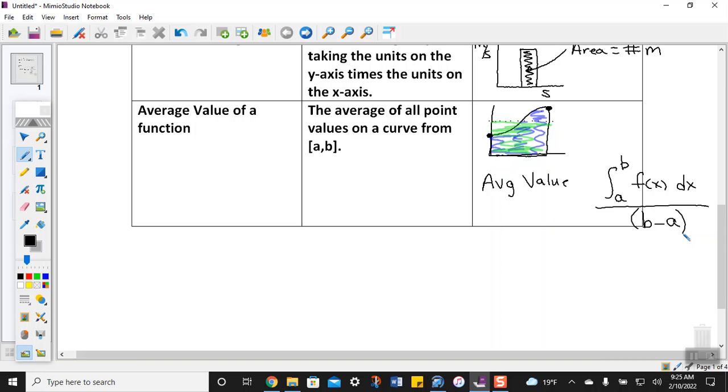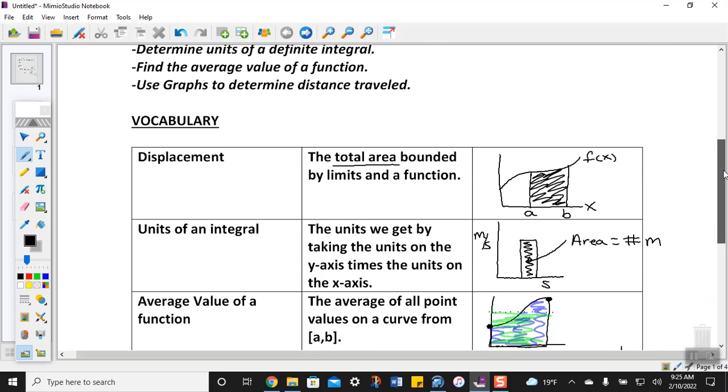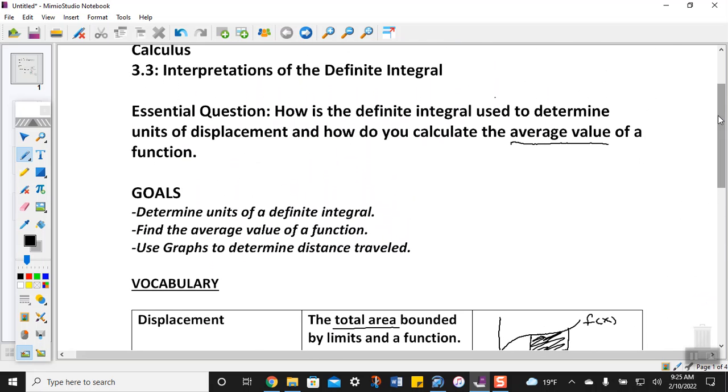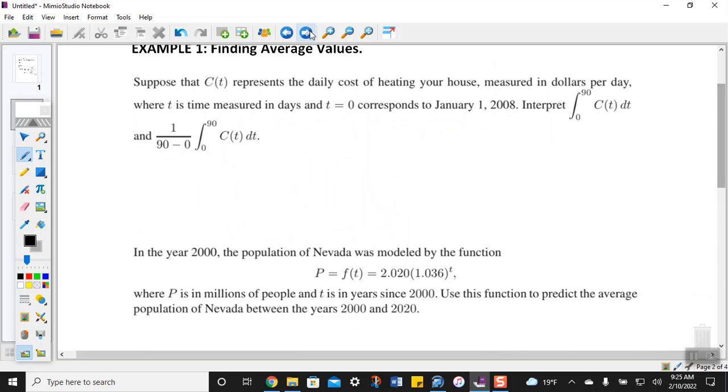Okay, let's move to the second page. I like these examples today. They're pretty cool. I like them because there's a lot of application here today.